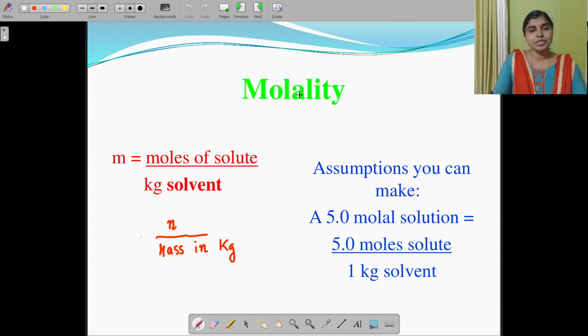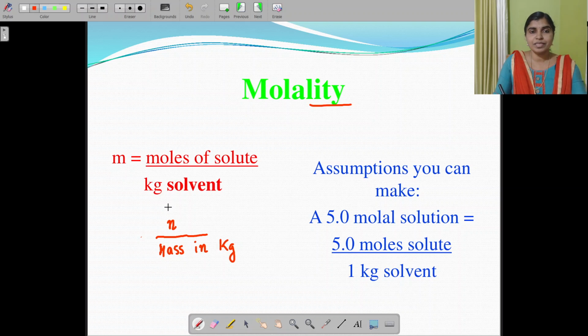So the next term is molality. See the difference? Here it is molality. Remember, what is molality? It is the number of moles of solute dissolved per kilogram of the solvent.